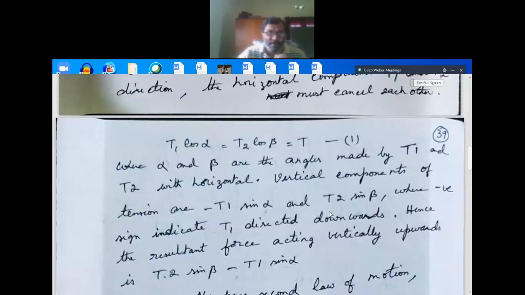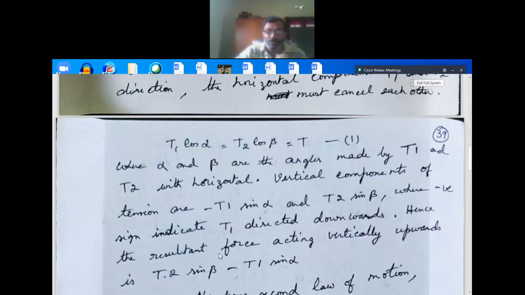Why the negative sign? Because T1 is directed downwards, we take the negative sign, which indicates that T1 is directed downwards. So we take minus T1 sin alpha: because it's a vertical component, sin comes into the picture, and alpha because T1 makes an angle alpha with the horizontal. And for T2 it is T2 sin beta.